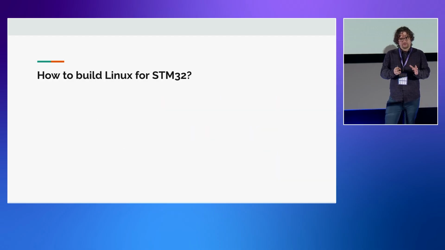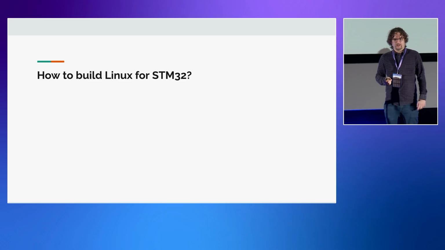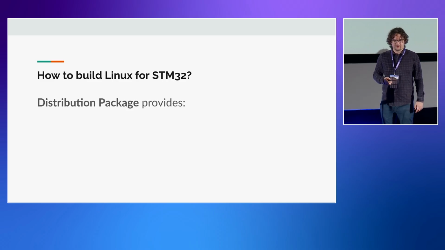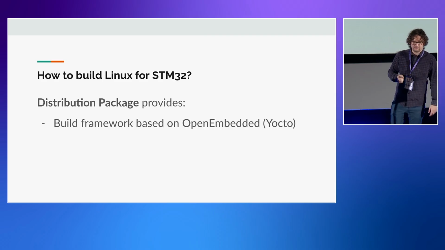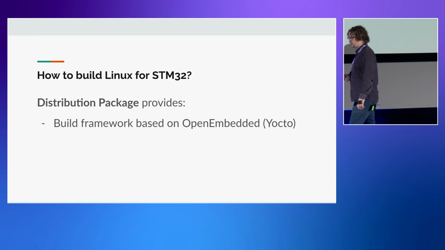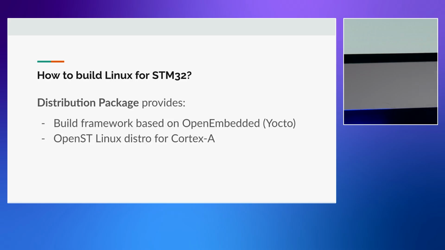And now we have the software, the framework we want to use, we have the hardware, so now we have to build the operating system for our board, and we have to build Linux for STM32, no matter how weird that sounds. And we will use the distribution package from ST, which contains build framework based on OpenEmbedded, so this is Yocto. Yocto is the most popular way to create dedicated embedded Linux distributions.